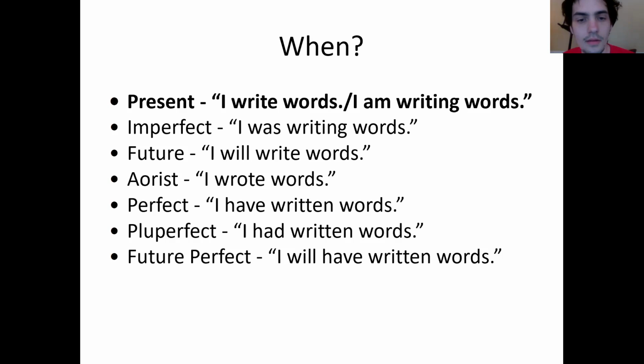Perfect tense is I have written the words. Pluperfect is I had written the words, and future perfect is I will have written the words. I don't want to spend too much time on those, but I hope this lets you see that when it comes to tense, tense answers the question of when the verb takes place, or maybe how the verb is taking place. Is it in a moment or is it over time?